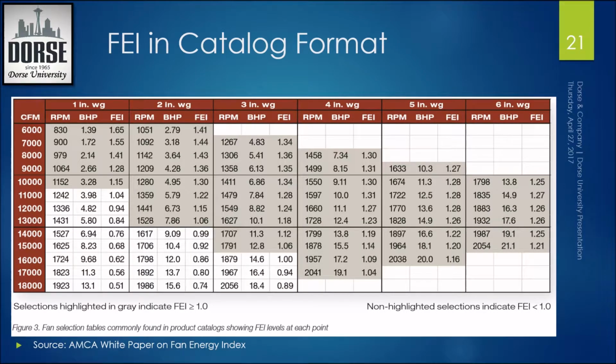Here's an example of what a chart in a catalog might look like, where all of the highlighted sections in gray have an FEI greater than or equal to 1.0. This is from the AMCA white paper on fan efficiency, or fan energy index.